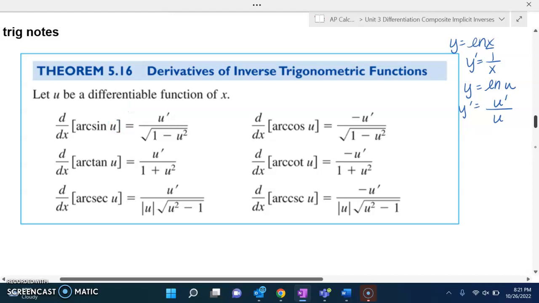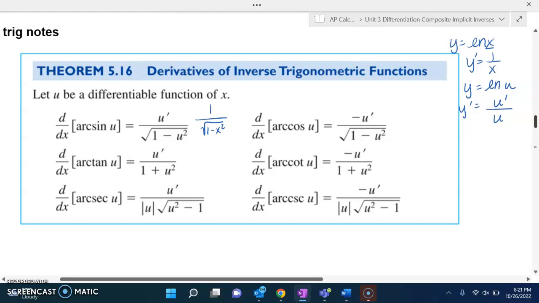So what happens is instead of having 1 over square root of 1 minus x squared like we saw above, okay, you have 1 minus u squared, and then the derivative of u goes in the numerator. Here it was just x, and the derivative of x is 1, so that's why the numerator was 1 there. Same idea here. Whatever this inside is, this u is, we'll have 1 plus u squared on the bottom, and then u prime up top. Okay?